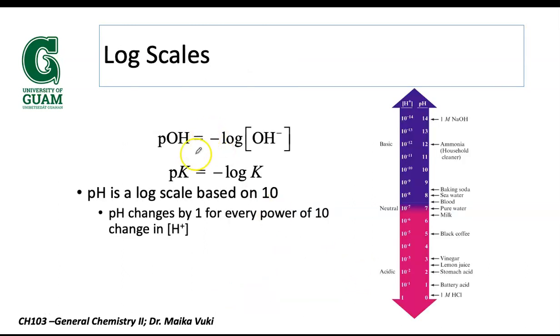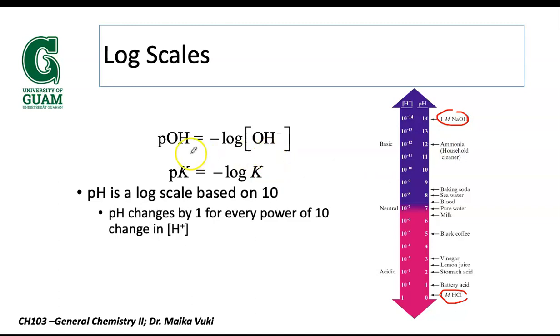So the log scale for pH ranges from 0 to 14. You can see here 0 to 14. So the lowest pH will be 0, and you're looking at about 1 molar HCl. That's pH of 0, whereas pH of 1 molar NaOH is 14. So in other words, that reflects the scale in which we measure pH.